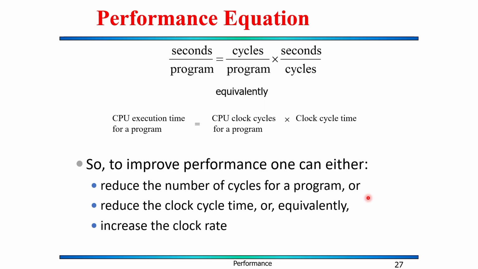The third option is to increase the clock rate. This is equivalent to option 2. Increasing the clock rate from 2 gigahertz to 2.5 gigahertz means the same reduction in cycle time, so execution time becomes 4 seconds. So all these options achieve the same 4-second result but through different methods. In reality, designs often combine these approaches for maximum performance gain.